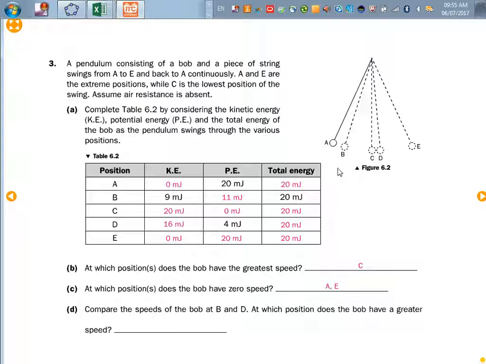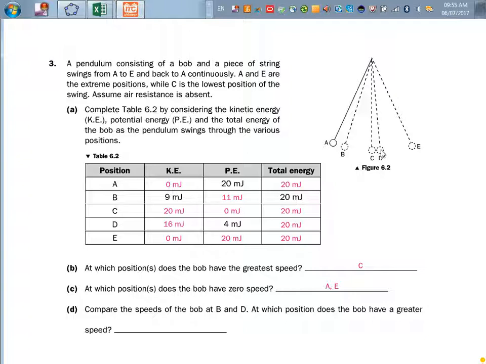Harif already gave us the answer: A. The other one will be the other extreme end, which is E. And then compare the speeds at B and D. Which position has a greater speed? How do we compare the speed between B and D when they don't give you the speed? Yeah, we look at the kinetic energy.